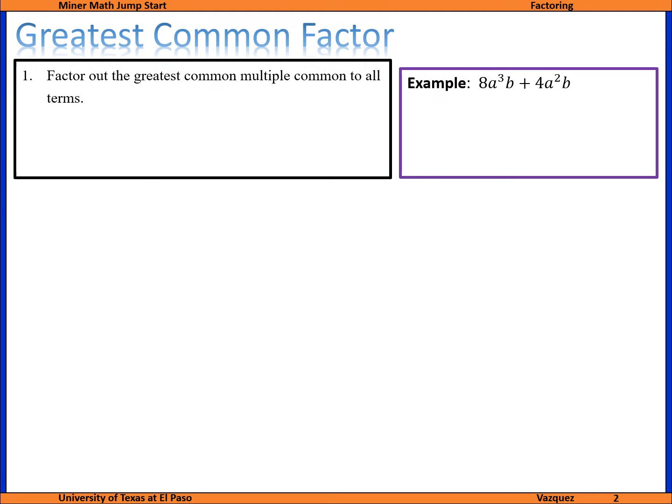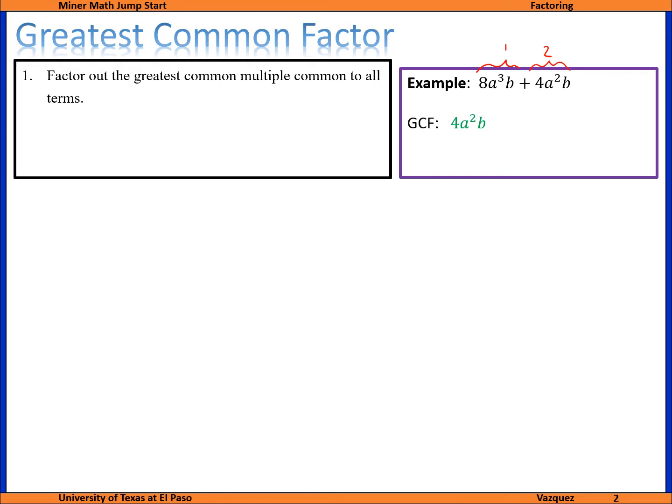If you don't know, the terms are separated by the addition and subtraction symbols. So this right here is the first term, and then this right here is the second term. Right, so we're going to have to factor out the greatest common multiple. In this case, we'll call it the greatest common factor. It'll be 4a squared times b. So that's what we're going to have to factor out.